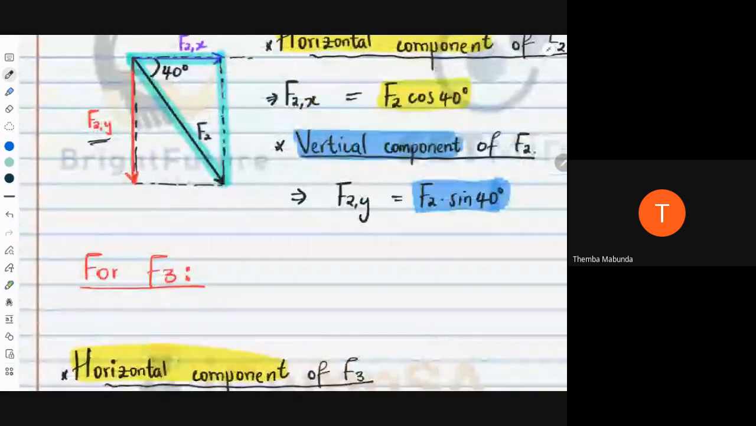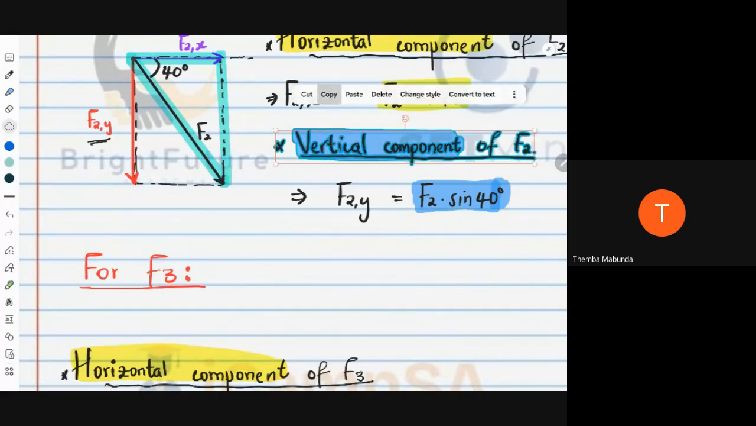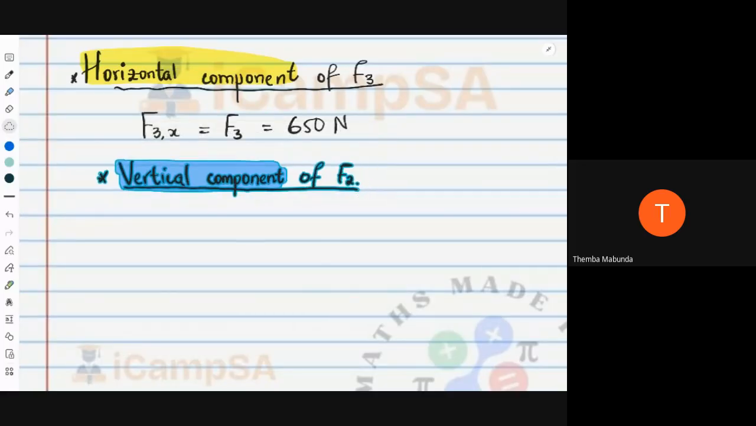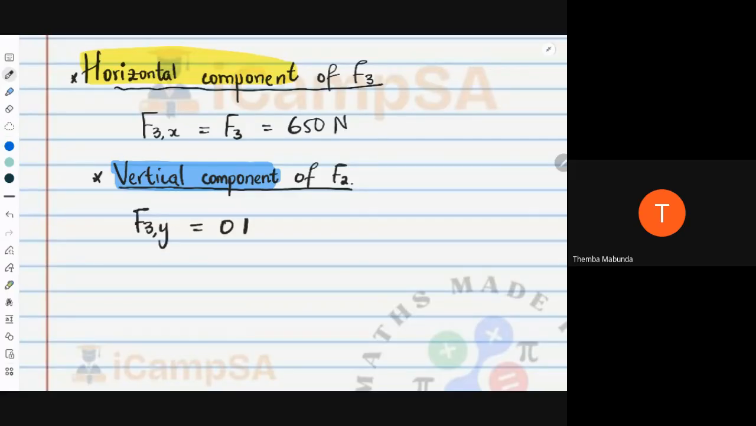Now, what about the vertical component of F3? What about this one? How do we mathematically represent the fact that it doesn't exist? Well, it's easy. We say F3y is simply 0 newtons in this case. No y component. So that's what it means, okay? That's how you relate it.